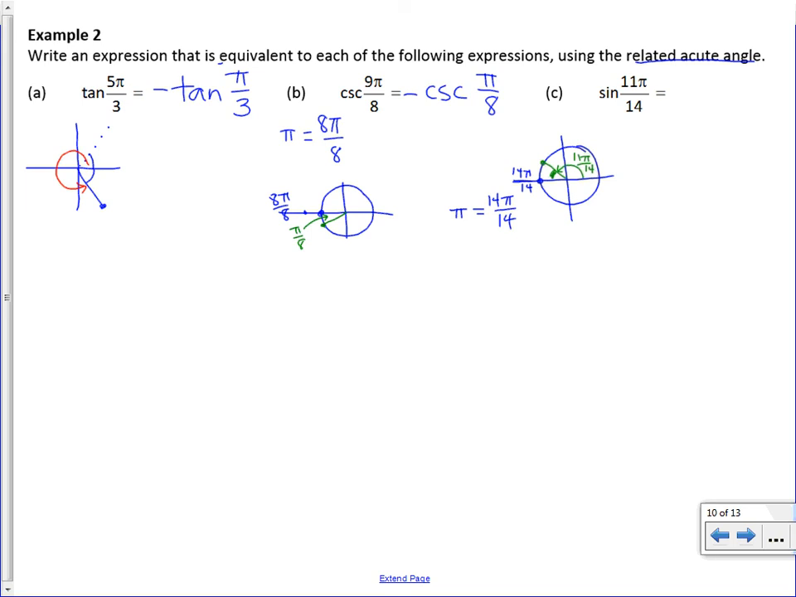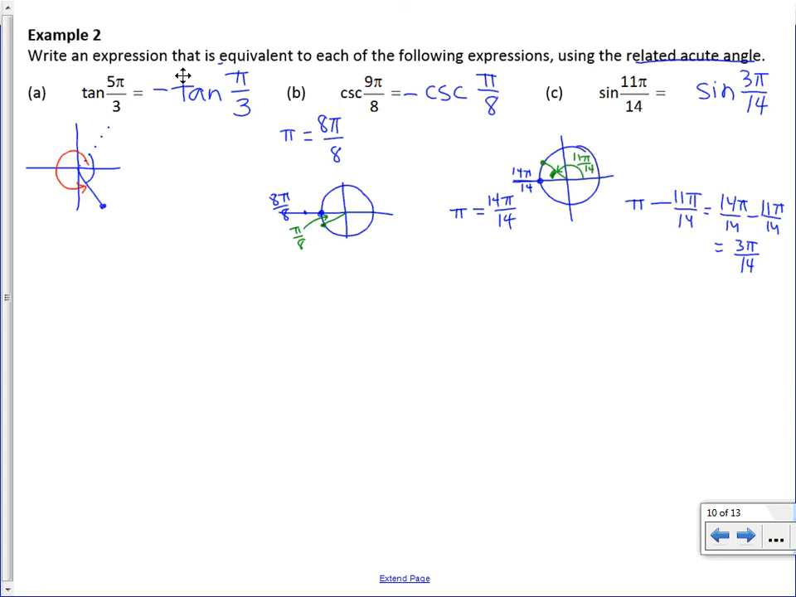11 pi over 14 plus 3 pi over 14 would be 14 pi over 14. So, again, pi minus 11 pi over 14, 14 pi over 14 minus 11 pi over 14 is 3 pi over 14. I don't need to see this. You can do this in your head, but I now know 3 pi over 14 is the related acute angle to 11 pi over 14. And my question to you is, do I need the negative here or not? No. Because in quadrant 2, sine is positive, and so I'm good to go.